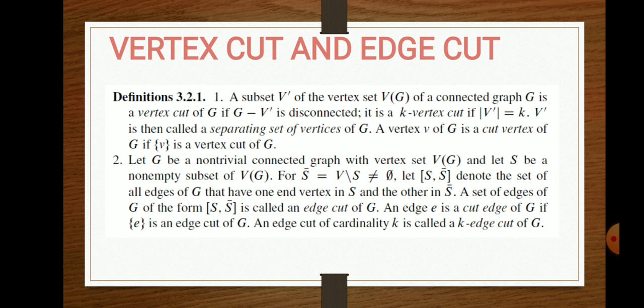A single vertex V of a given graph G is a cut vertex of G. It is totally different from a vertex cut. If the singleton V is a vertex cut of G, that means after removing the single vertex V, the graph is disconnected, then V is said to be a cut vertex of G. So this is the definition for vertex cut and a cut vertex.